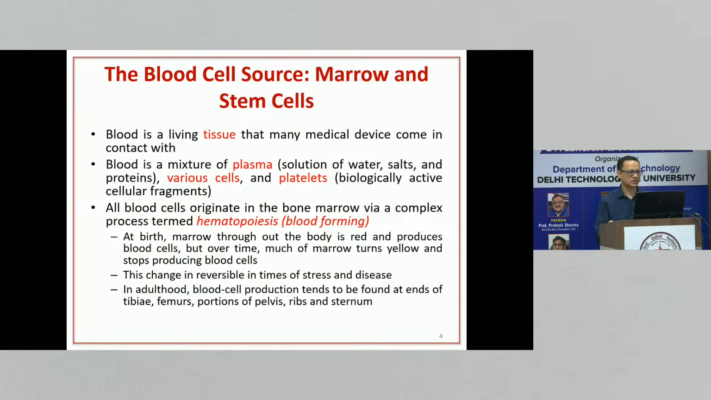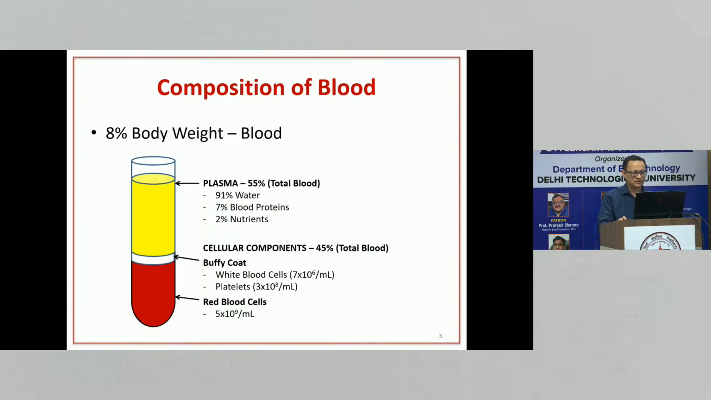Blood is a mixture of plasma, a solution of water, salts, proteins, different types of cells, platelets, all mixed together. All blood cells originate in the bone marrow via a complex process termed hematopoiesis, or blood forming. At birth, marrow throughout the body is red and produces red blood cells, but slowly it starts turning yellow. In adulthood, blood cell production tends to be found in the femurs, pelvis, and sternum. That's where your blood cells are getting formed.